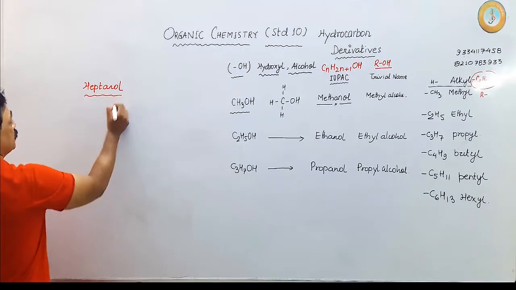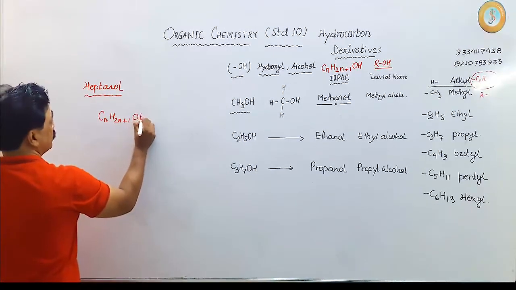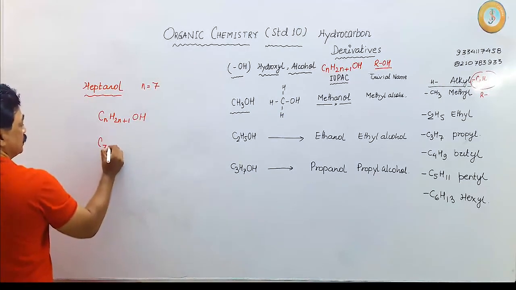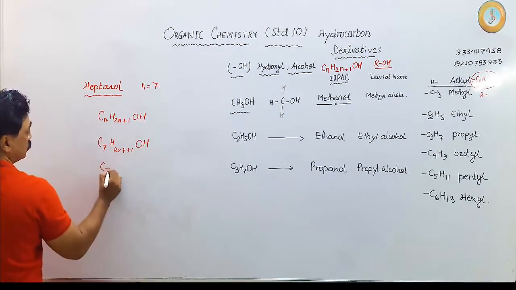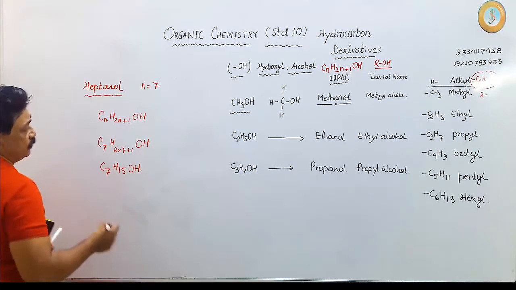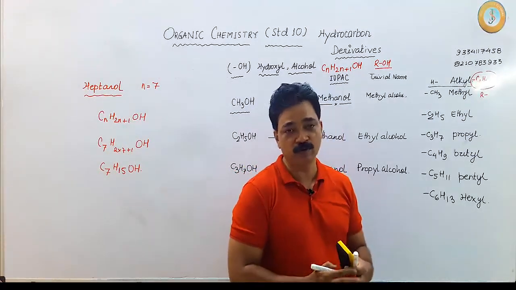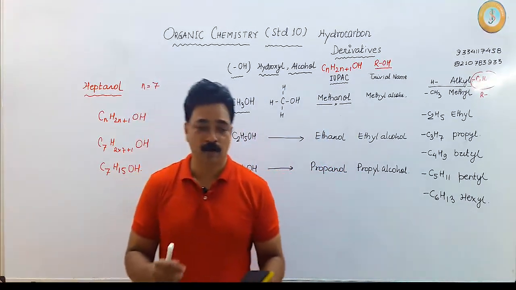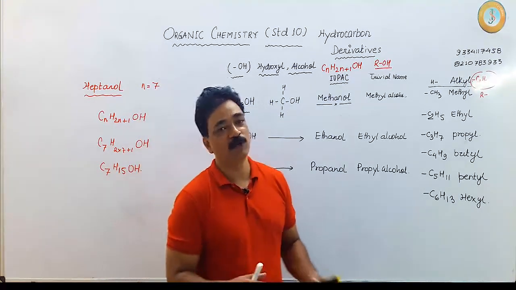So you know hept means 7. So we know the formula CnH2n plus 1 OH is the formula for alcohol. Now for heptanol, n is equal to 7. So it will be C7H, 2 into 7 plus 1, OH. So what does it become? C7H15OH. So I think it's very clear that for naming organic compounds, two things are important. First, the number of carbon atoms, and second, what is the functional group.